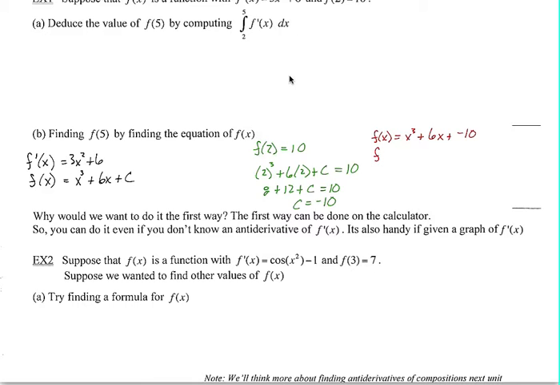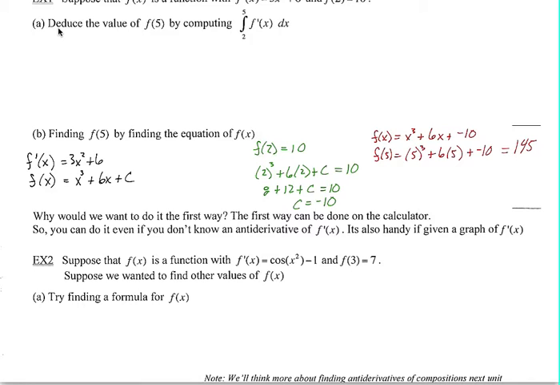And if we're looking for the function at 5, which we are because it says so right here, we just plug 5 into this equation, do the math, and we get an answer of 145. So that's a logical algebraic way to do it.